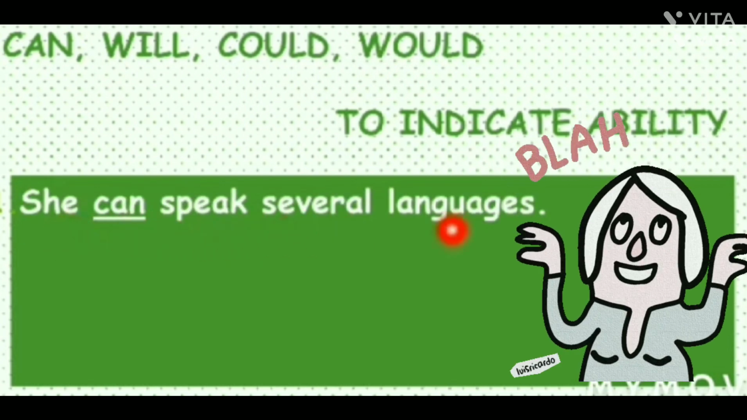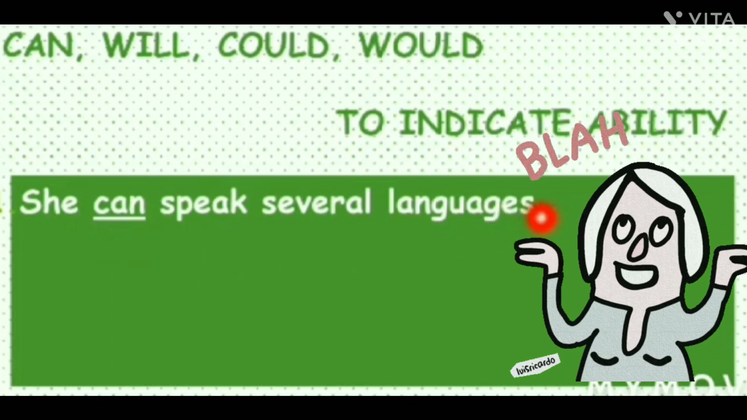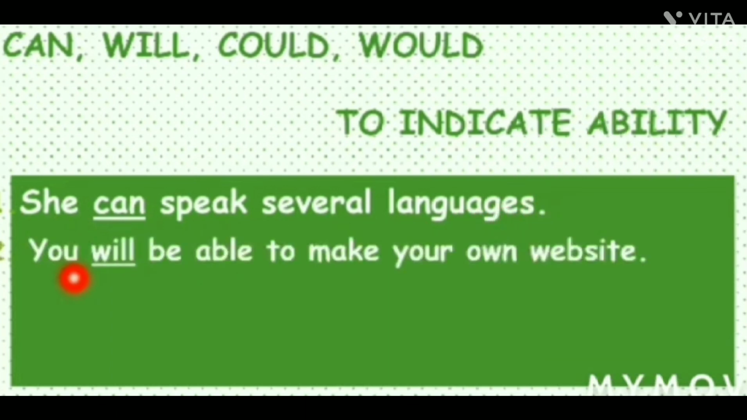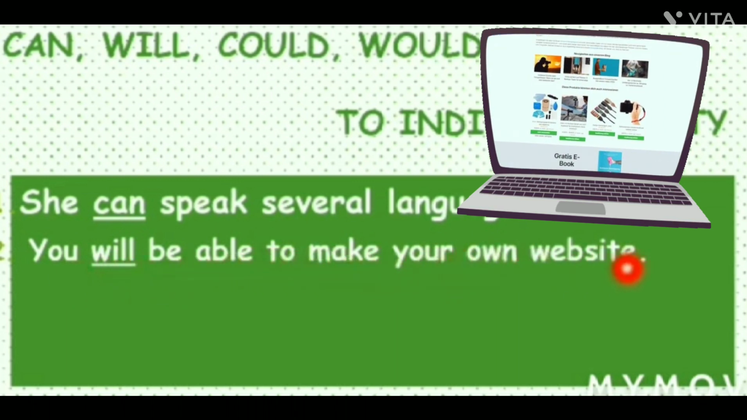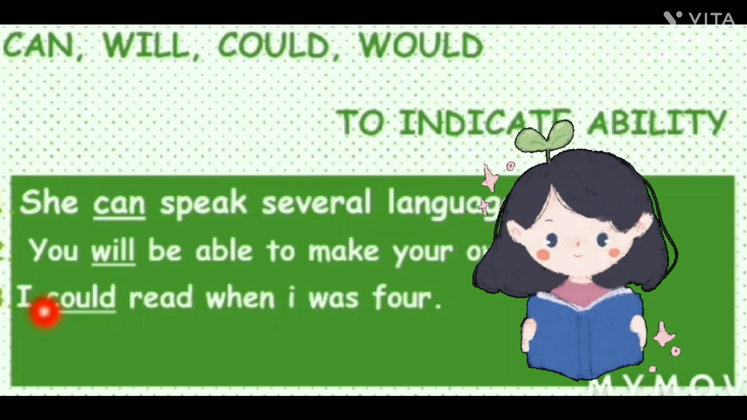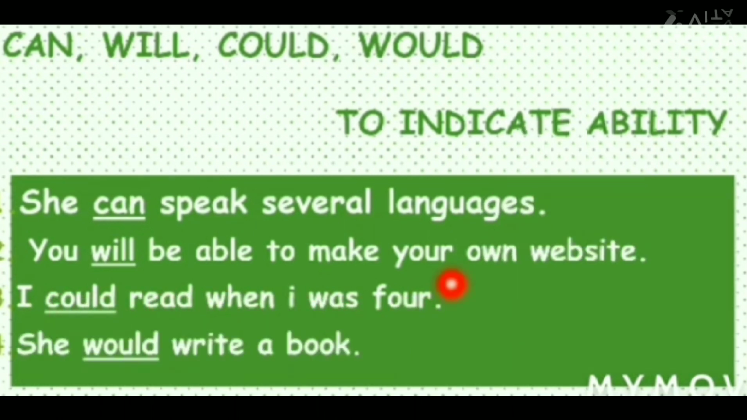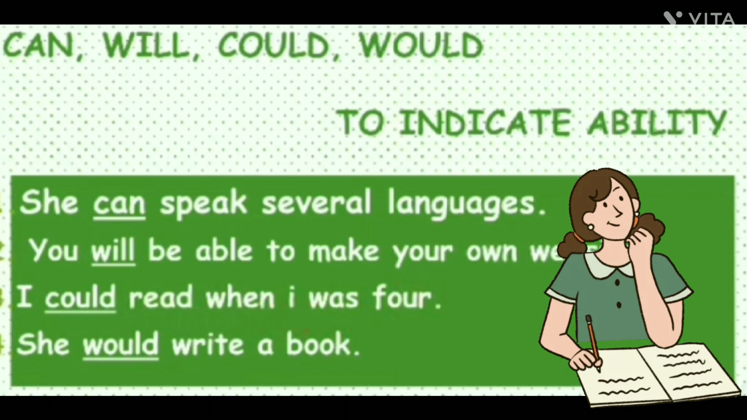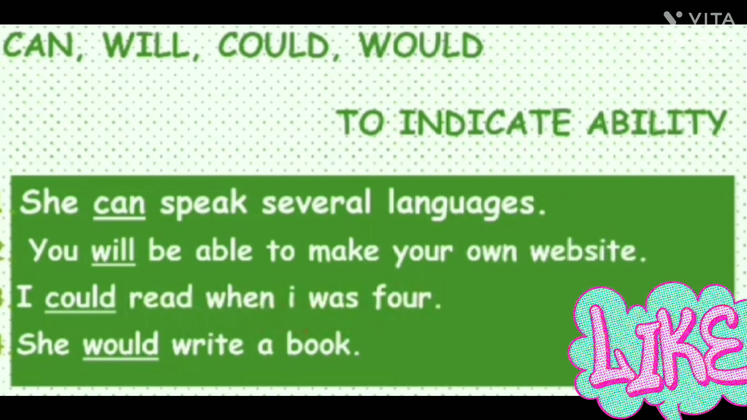To indicate ability, which modal verbs are used? Can, will, could, and would. Let's see one example. She can speak several languages. The sentence shows that she has the ability to speak several languages. For future potential, you will be able to make your own website. For past ability, I could read when I was 4. Last one, she would write a book. We can see that can, will, could, and would show or indicate ability as well.